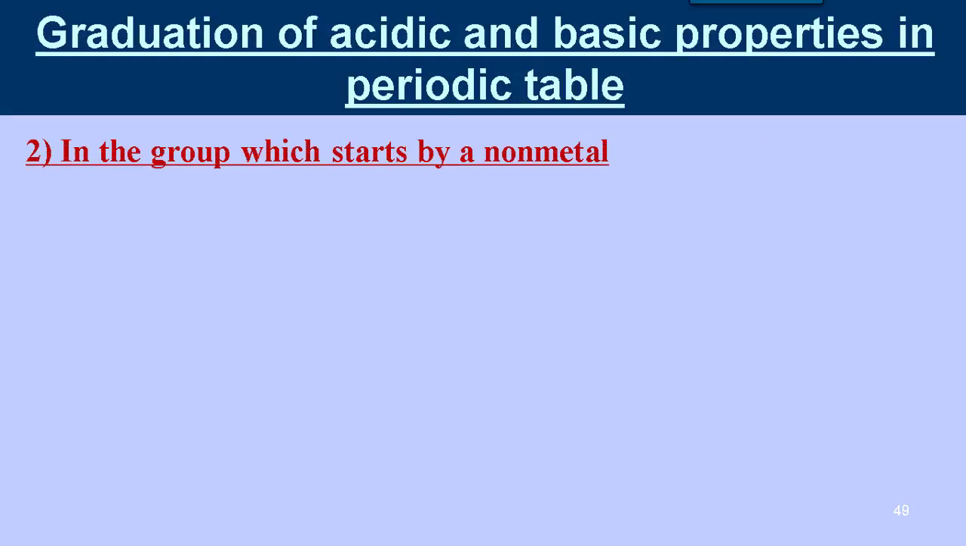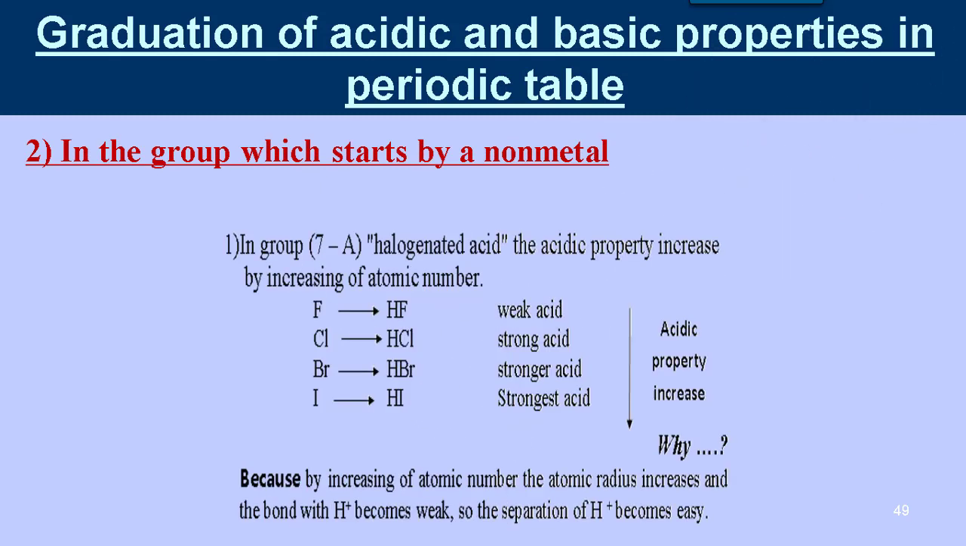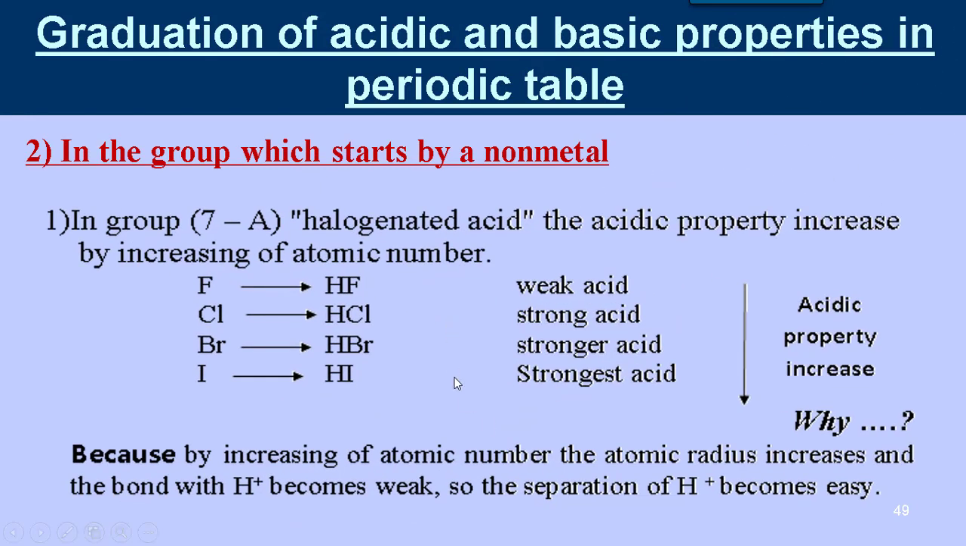In the group which starts with a non-metal, as we move from up to down by increasing the atomic number, we have here group 7A that forms a type of acids called halogenated acids. By moving from up to down, the acidic property increases. By increasing the atomic number, the atomic radius increases, so the bond with H positive becomes weak, so the separation of H positive becomes easy.